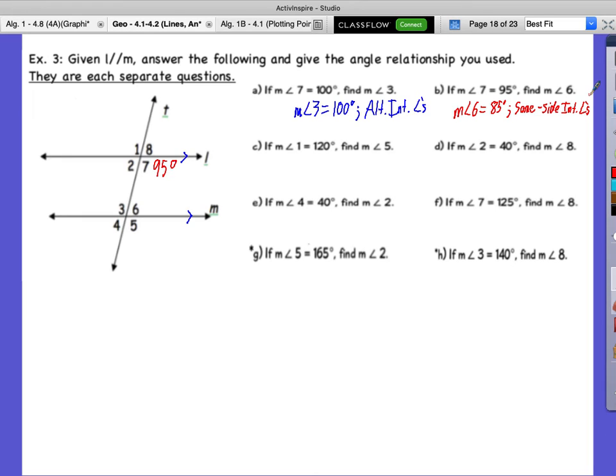Okay, I want you guys to try to do C, D, E, and F here. When you have it, I want you to raise your hand. Or if you have questions, I want you to raise your hand.